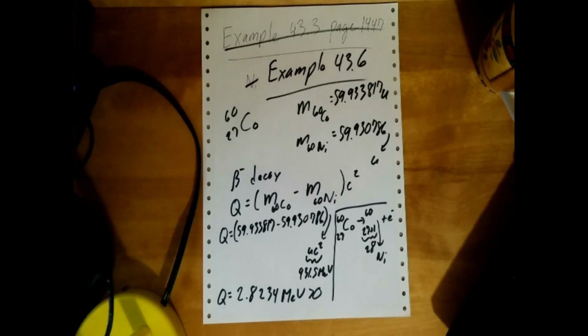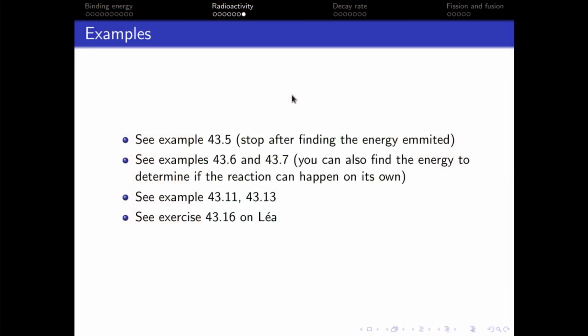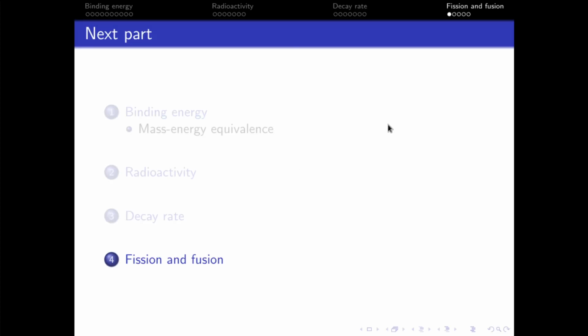So in the last part for today, we'll just have a talk about fusion and fission. Just what do they mean, in what context do they occur, and why do we need them? Let's go directly to fission and fusion.